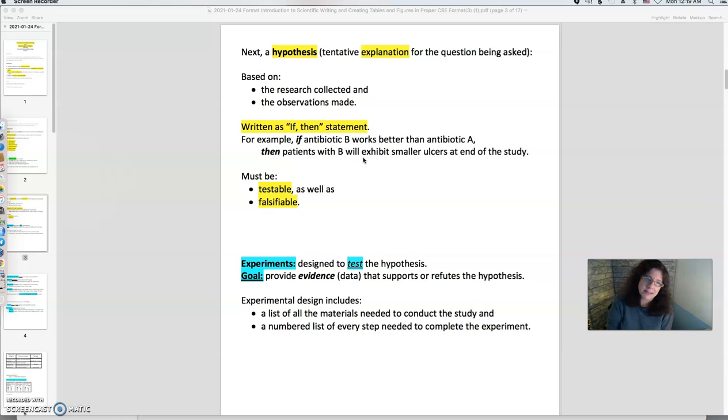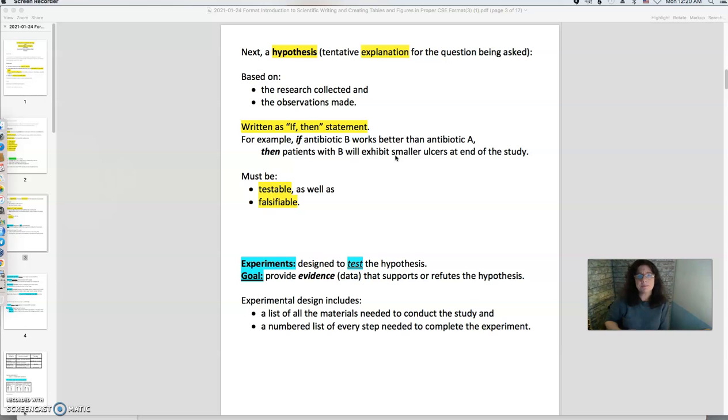These hypotheses, these if-then statements, have to be testable. And you can see that you can measure the size of the ulcers before the study and after the study. But the hypotheses also must be falsifiable. In other words, those measurements may not be smaller at the end of the study. The hypothesis may not be supported. It may be refuted. The hypothesis must be falsifiable.